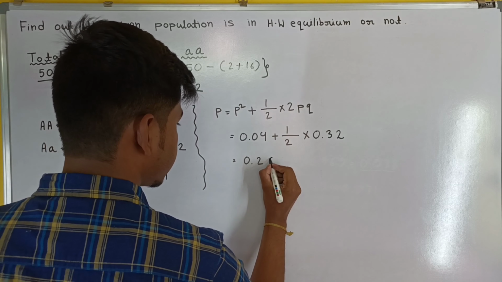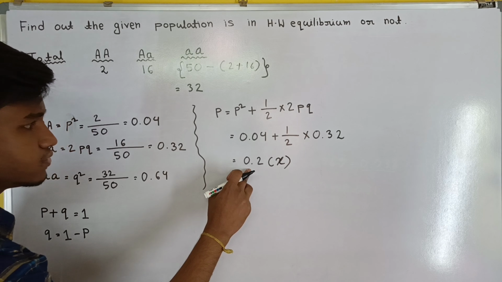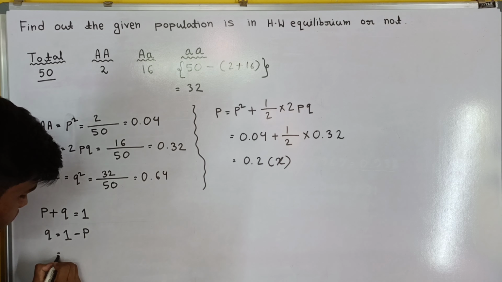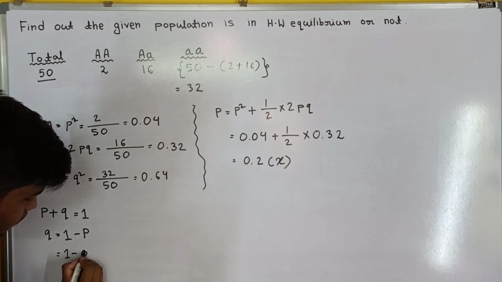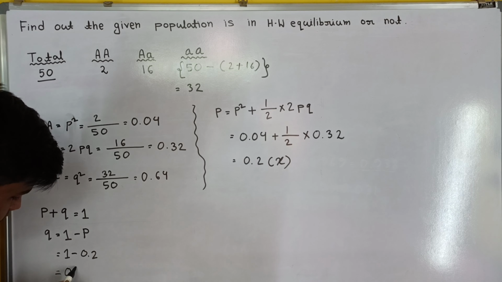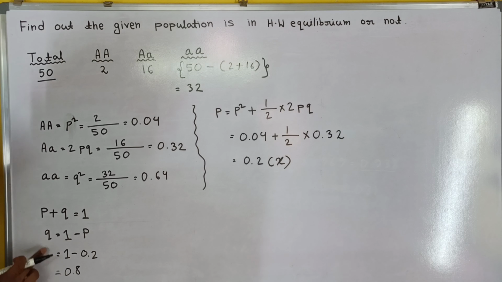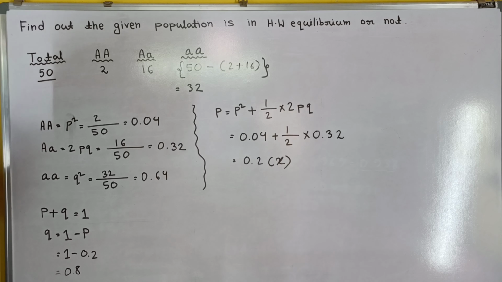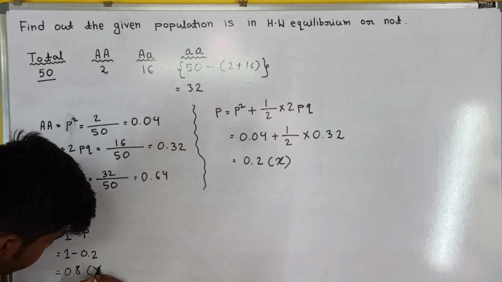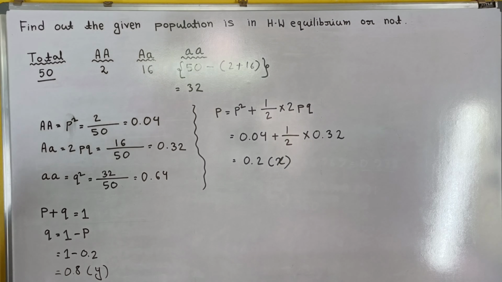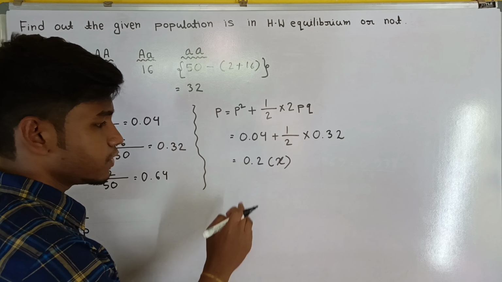Okay friend, so we will consider this 0.2, I mean to say the p, as x. So now the value of p is 0.2, and we can put the value of 0.2 in the place of p, and then we can get 0.8, right friend? So now the value of q is 0.8 and the value of p is 0.2. We will consider this 0.8 as the value of y, and the value of p, which is 0.2, as x.